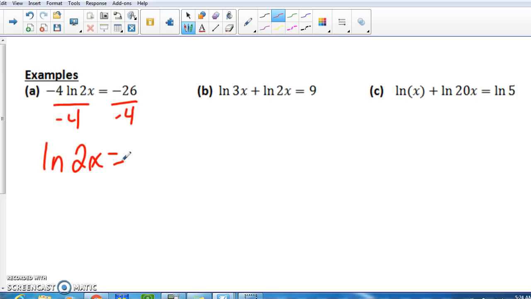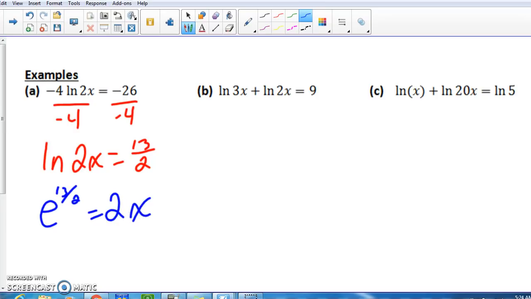You can either tell me 6.5 if you want to, since that's a decimal, or you can tell me 13 over 2. I'll probably keep it in fractions. Now, at this point, just like it would normally be in a basic base 10 log, the deal with this is there's only one ln, so I have to do a rewrite. Now the question is, what's the base? Well, you gotta remember, ln is base e, so if I rewrite this, this is going to be e to the 13 over 2 equals 2x.